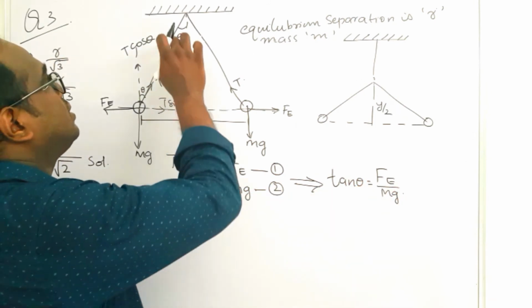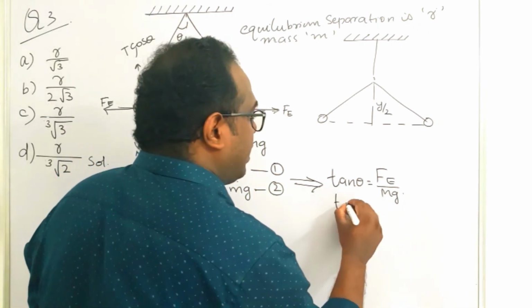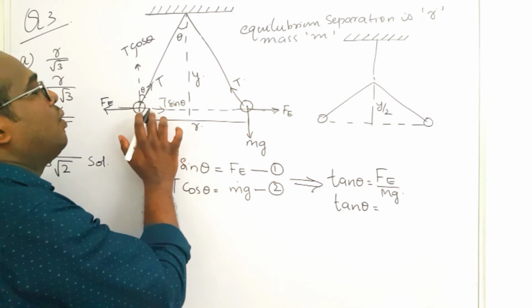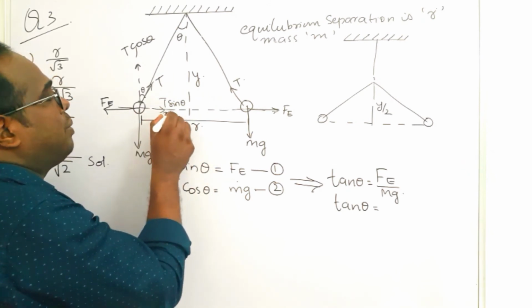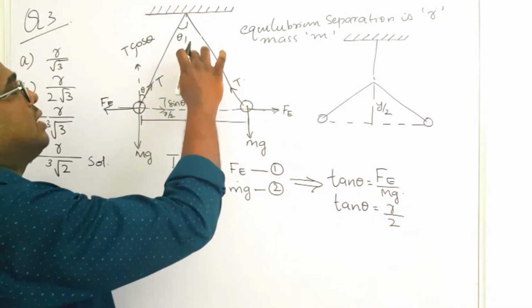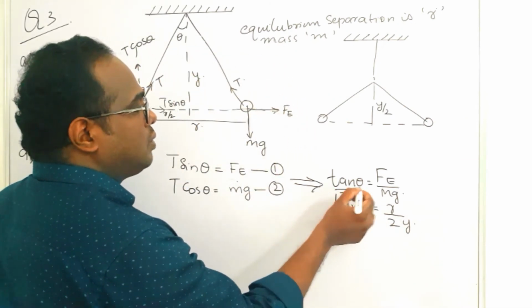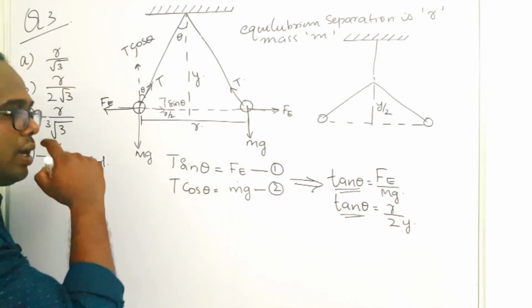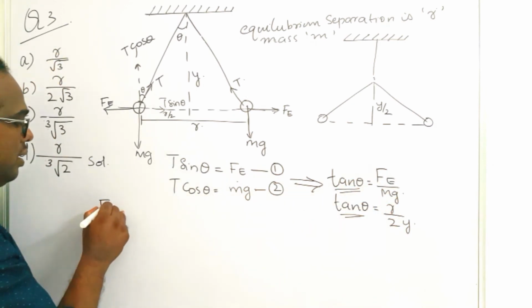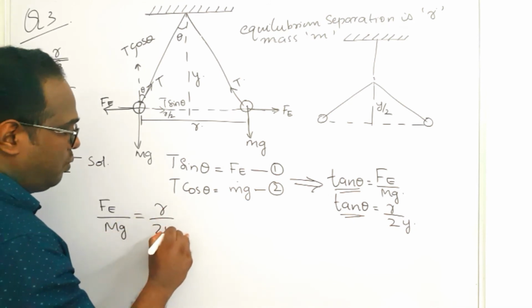One more thing you can do is look at this triangle. From this triangle you can find tan theta, right? Tan theta is opposite side by adjacent side. What is this opposite side distance? This is r, so this will be r by 2, correct? Divided by the adjacent side, which is y. So tan theta is equal to r by 2y, and tan theta is also equal to Fe by mg. So you will get a relation between y and r. You can equate both of these: Fe by mg equals r by 2y.